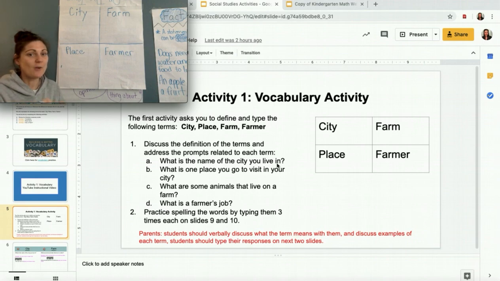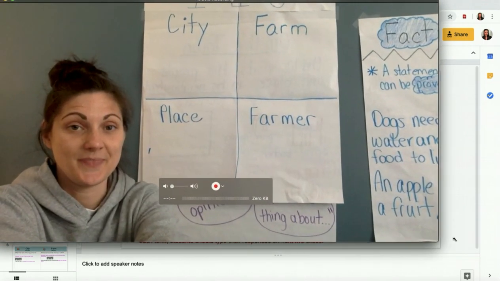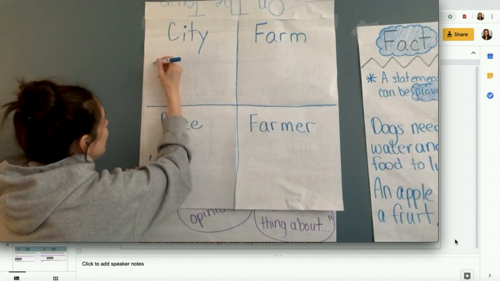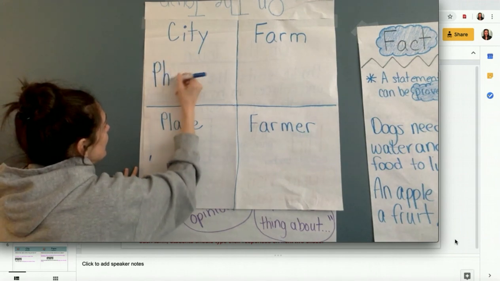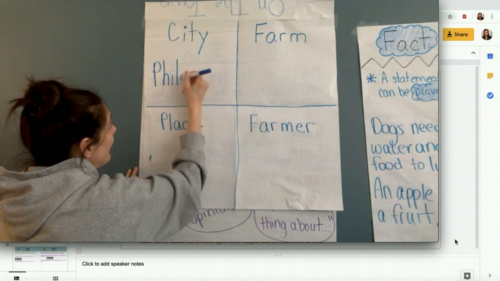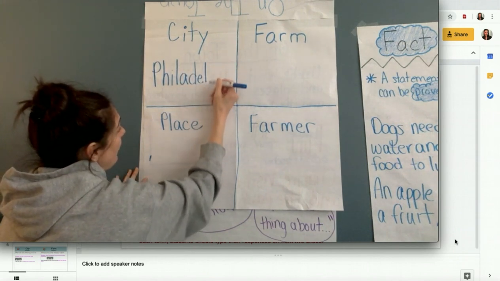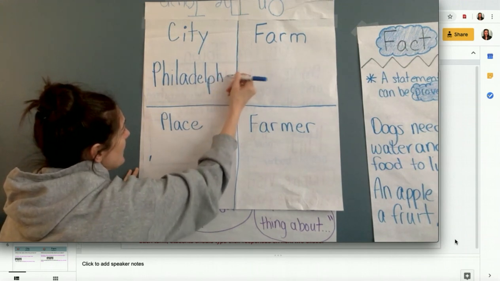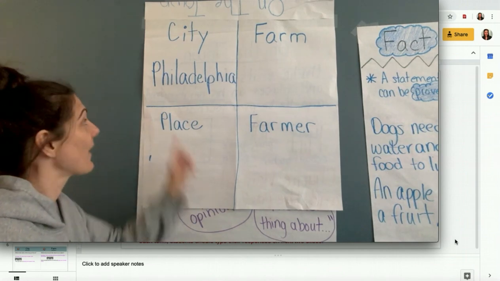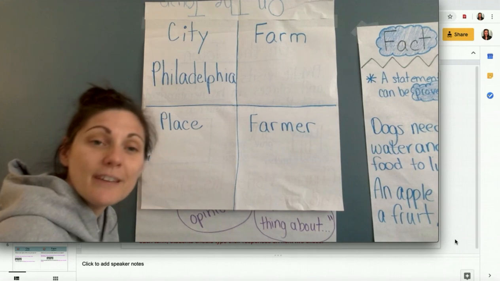I'm going to write it out. I'm going to write it in blue, so I want you to write it too. And then when I'm done writing it, I'll say it. So the city I live in is Philadelphia. Whew, that's a long word. Philadelphia. Philadelphia is the city we live in.